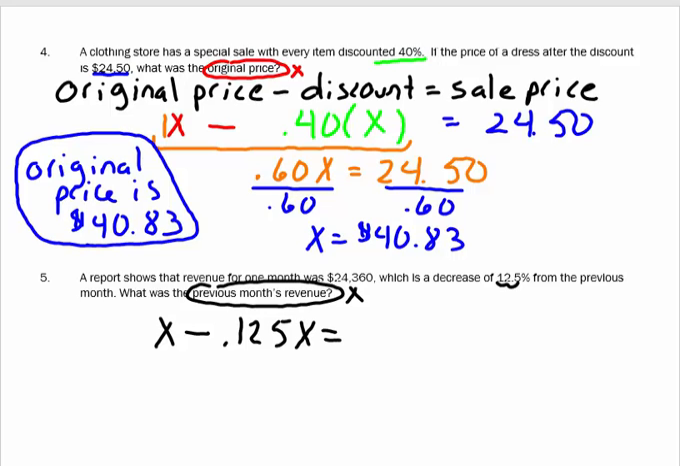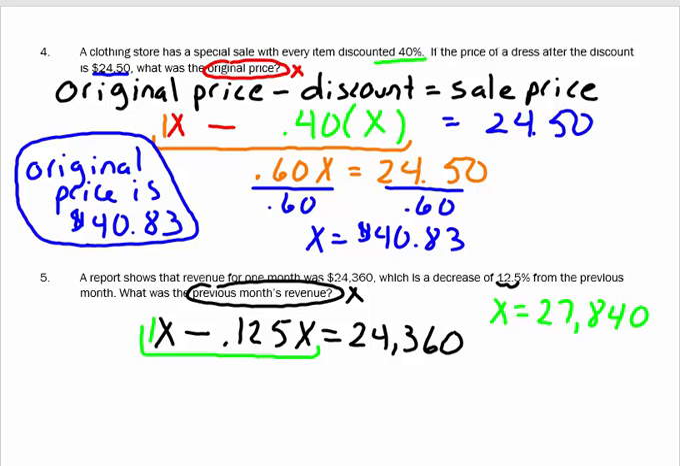And what's that supposed to equal? The new revenue, which is $24,360. So again, on the left-hand side, we're going to combine like terms. There's a 1 in front of that, so we're going to have 1 minus 0.125x. Figure out what that is. I'll let you go ahead and do the math on that one. When you divide, you're going to end up with x equaling 27,840. So see if you can finish that one on your own.